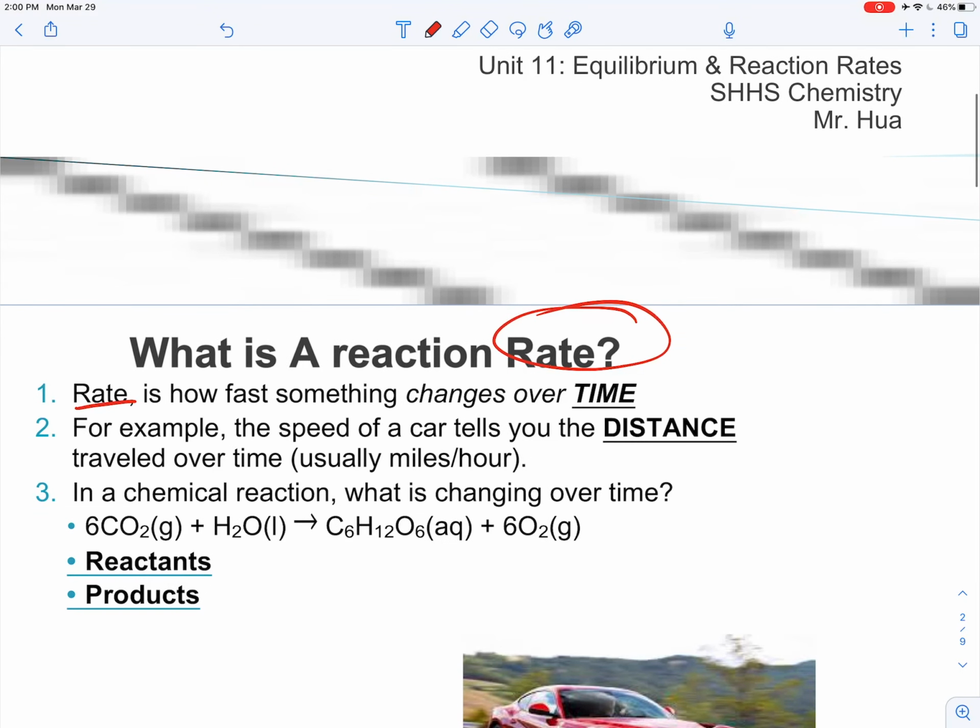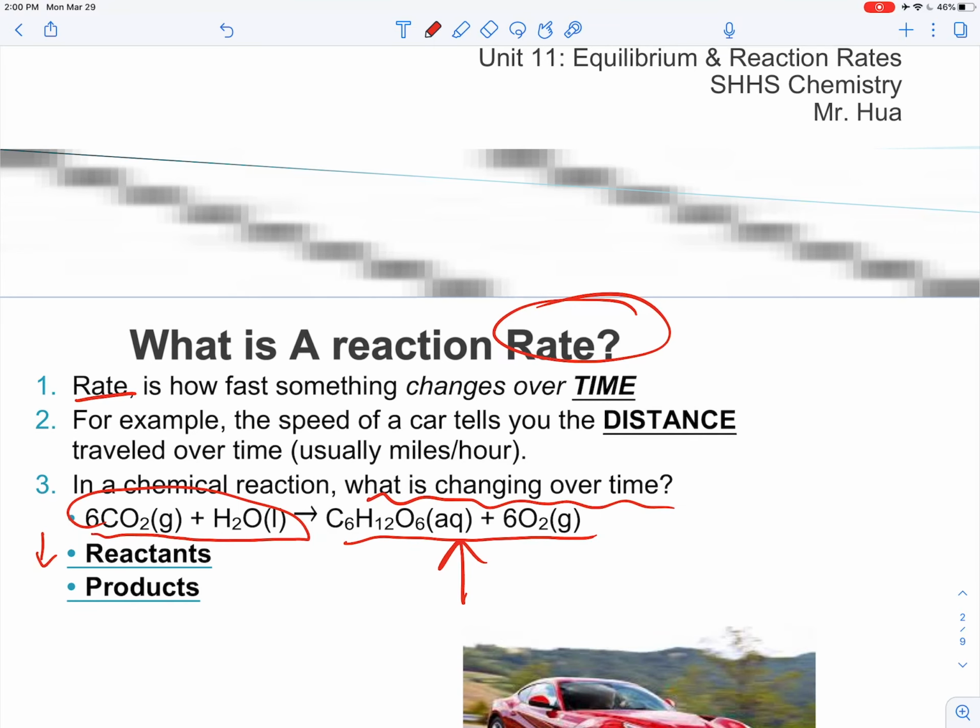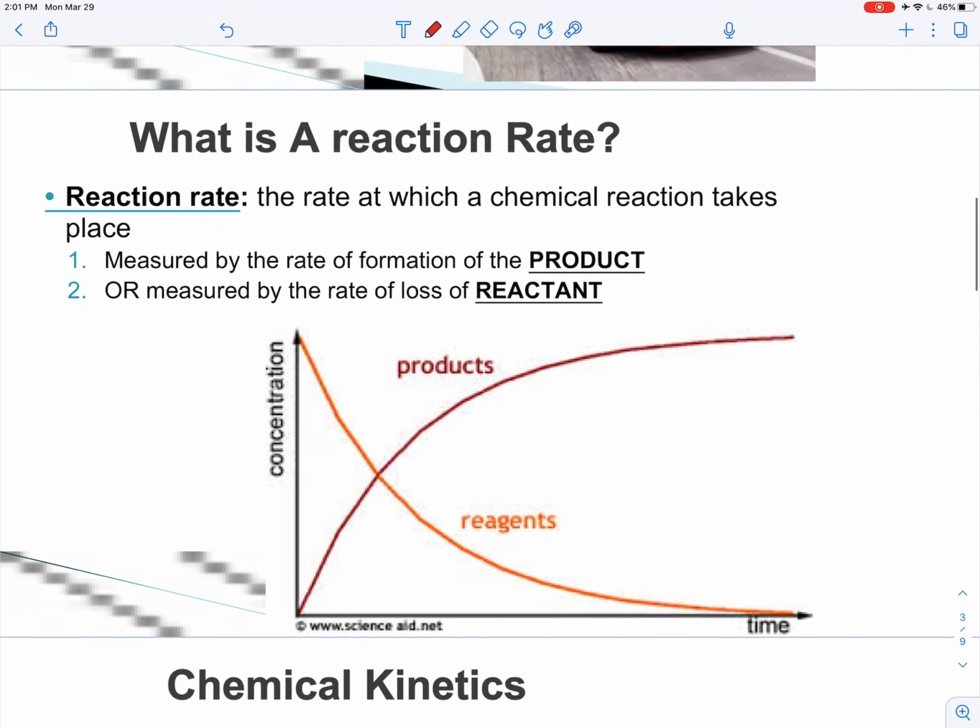In a chemical reaction, you want to think about, well, what's changing over time? Well, we got 2 things changing. We're getting reactants being used up, right? Usually those get used up. And then we form products. So these are being produced. So those 2 things are what's changing over time.